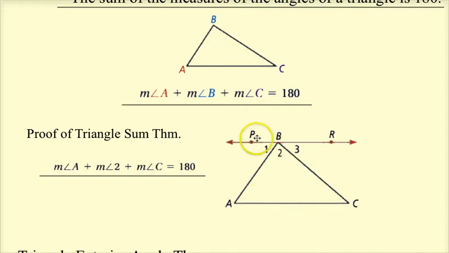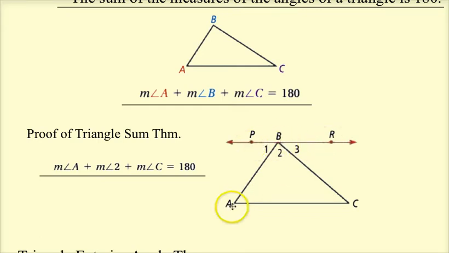But why is that true? Let's draw this line right here, line PR. And line PR is going to be parallel to line AC. Now if they're parallel, this line right here, AB, is called a transversal. And angle 1 and angle A are going to be congruent to each other. Think about why they're congruent. If PR is a line, and line AC is a line, and this is a transversal, angle 1 and angle A are alternate interior angles, so they're congruent.